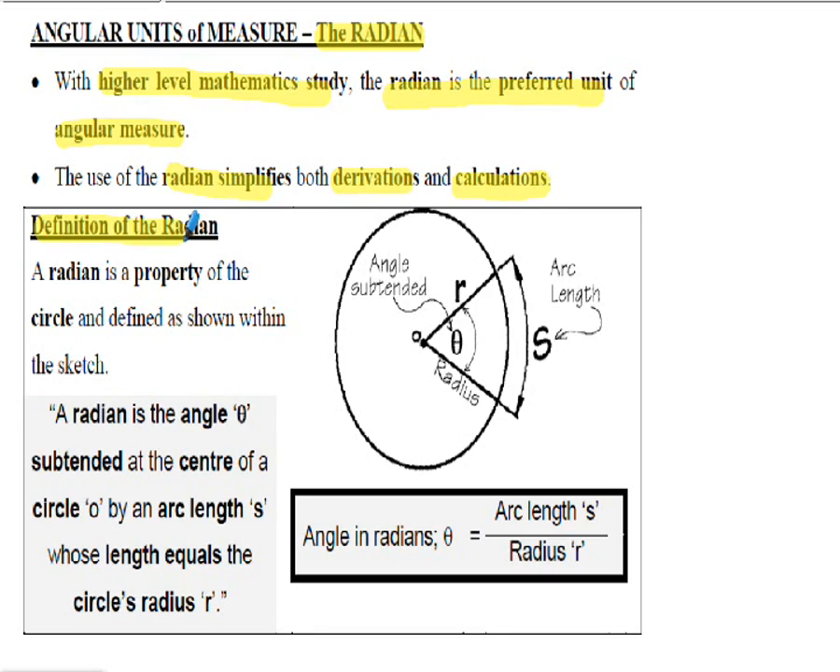The definition of a radian is based on the property of a circle. And a radian is the angle theta subtended at the centre of a circle, position O on our diagram here, of an arc length S, whose length equals the circle's radius R. So for radian measure, the angle in radian theta is equal to the arc length S divided by the radius of the circle R. And that's the essential formula we'll be using for most of the presentation.